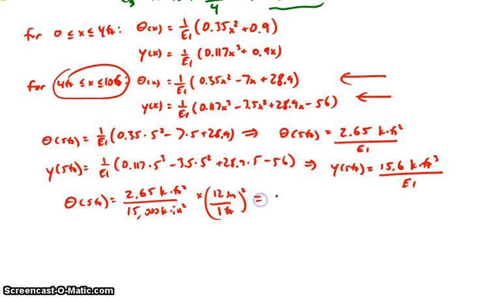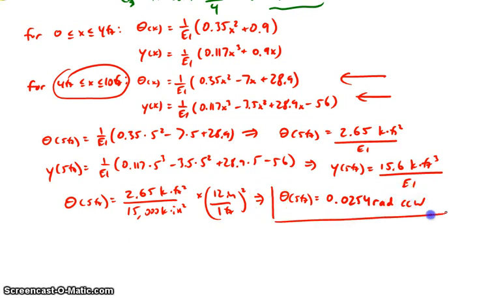We make the unit conversion by 12 inches per foot quantity squared, and we get rotation at 5 feet is equal to 0.0254 radians. Now we have a positive answer for rotation. Positive rotation is counterclockwise, so not only do I want you to have the right magnitude in units, but we need a direction. So a final answer here would be the rotation at 5 feet is equal to 0.0254 radians counterclockwise. If you choose to convert that to degrees, you'd find it to be 1.46 degrees counterclockwise.